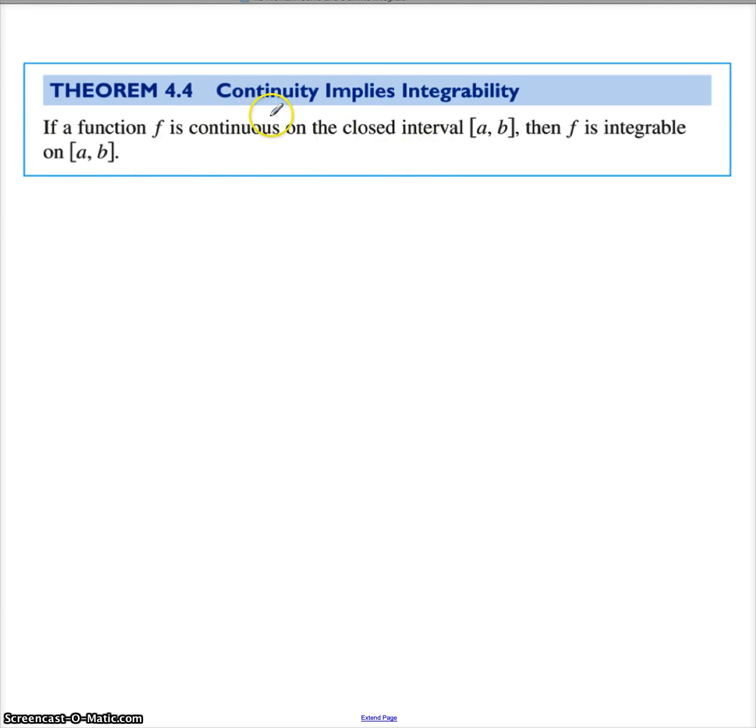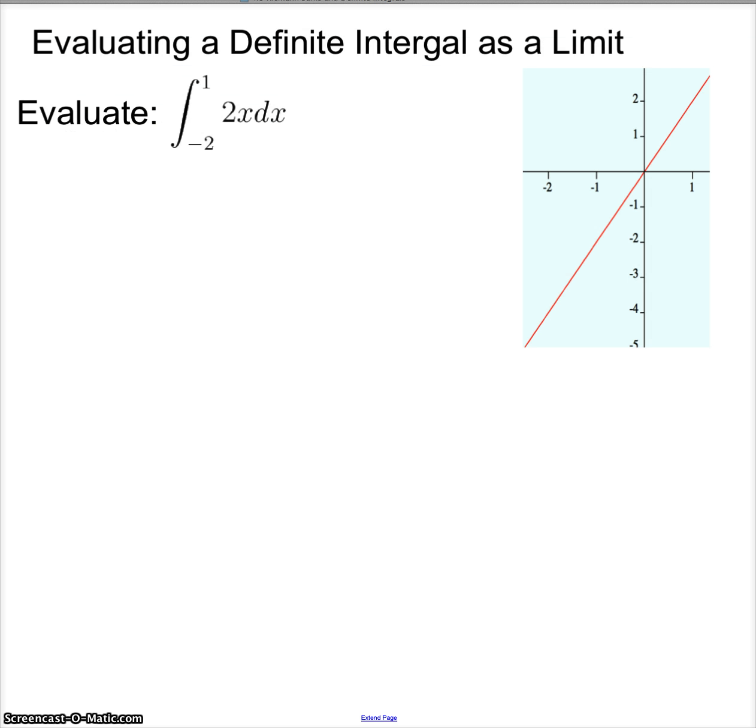Now, continuity implies integrability. So if the function is continuous on an interval, then it's also integrable. You notice we say it is integrable. This is an existence statement. It doesn't tell us exactly how to find it. So how would we find a definite integral of, say, y equals 2x on the interval -2 to 1?